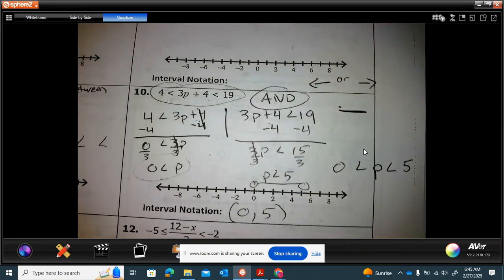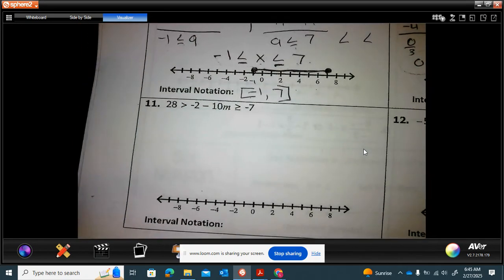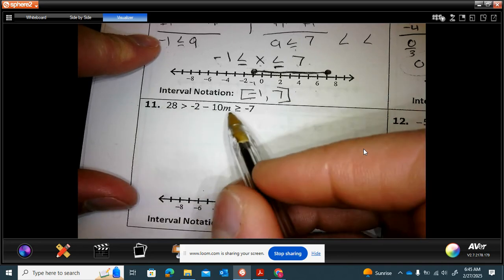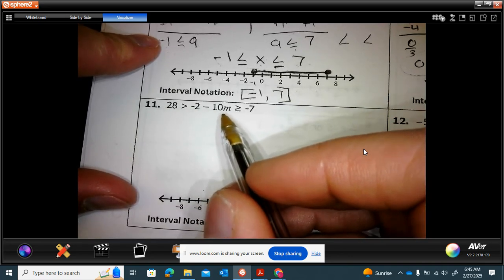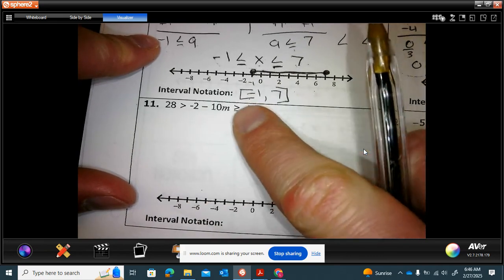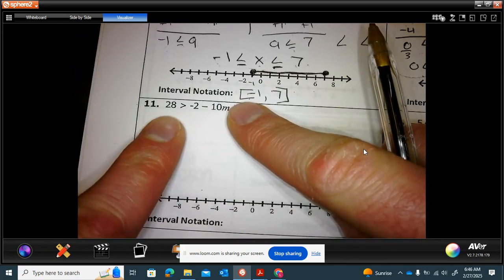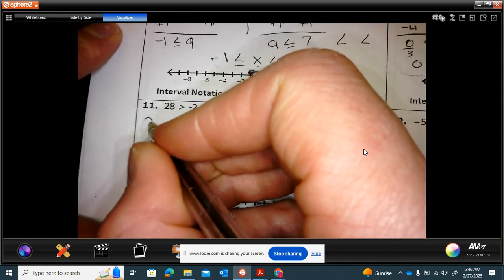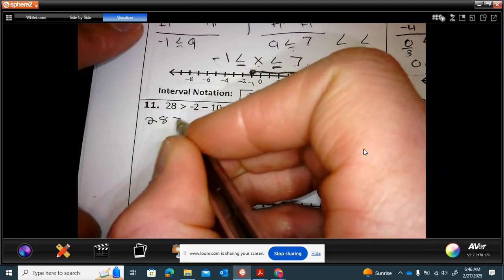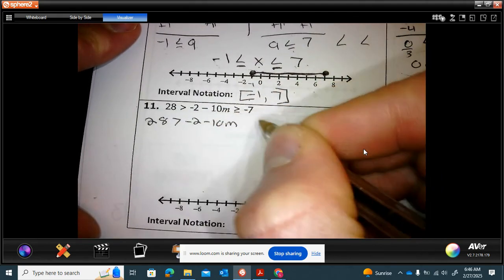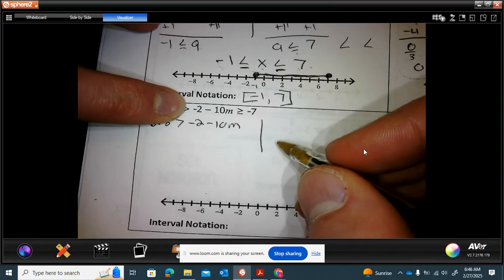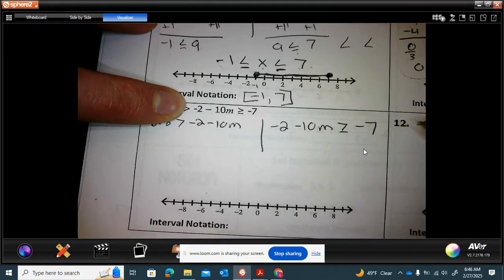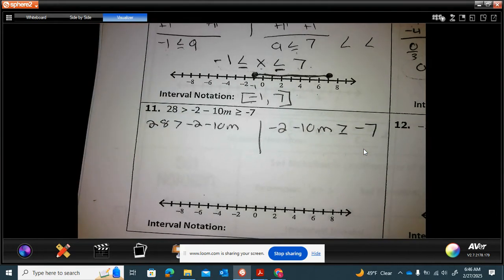All right, I'll do one more. And so here, it's an and, we have two inequality symbols. And so what I'm going to do is cover up the last one, and write that down. 28 greater than -2 minus 10m. Then I'm going to cover up the beginning one, and I'm going to do -2 minus 10m greater than or equal to -7. So those are my two inequalities that I have to solve.